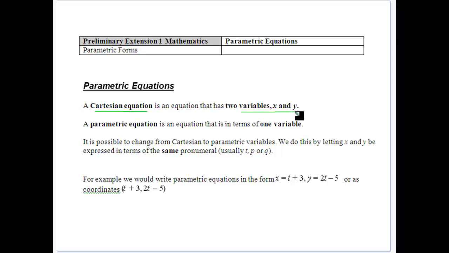Now a parametric equation is one that's a little bit different because it works in one variable. So basically we want to put x and y into terms of one variable. In the case of this one, if x is equal to t plus 3, y is equal to 2t minus 5, we could write it as coordinates like that. So notice there's no x, no y now. It's only the same pronumeral. Now, we'll often see t, p, q. Not always. We could see one, and we have seen one.